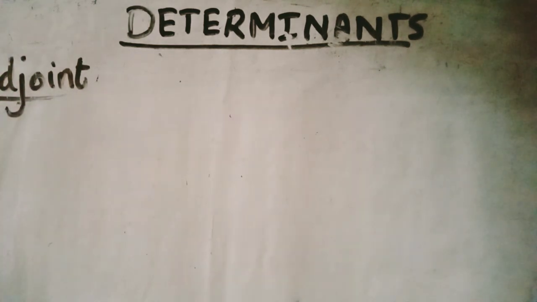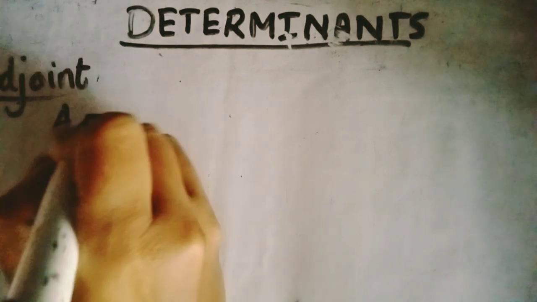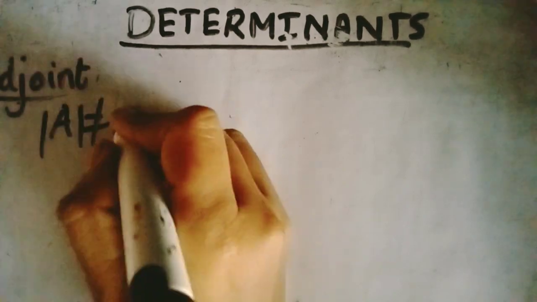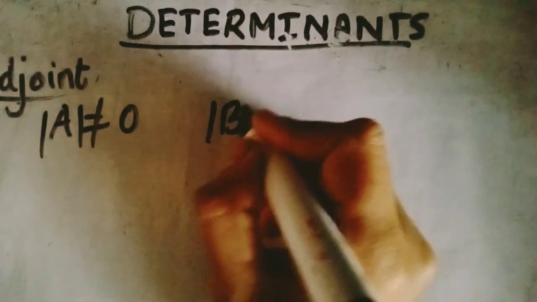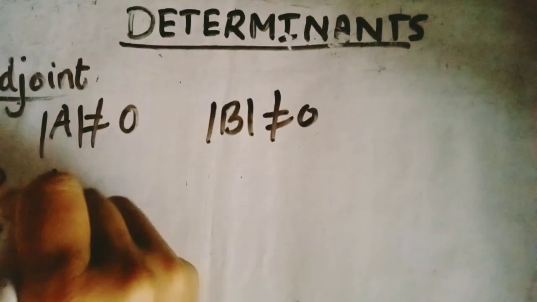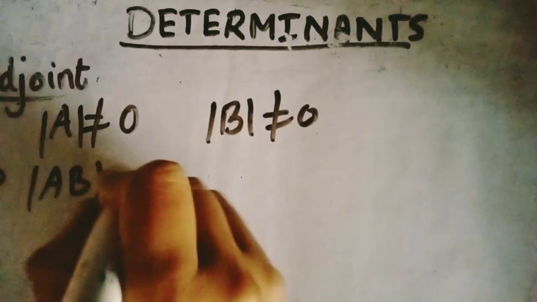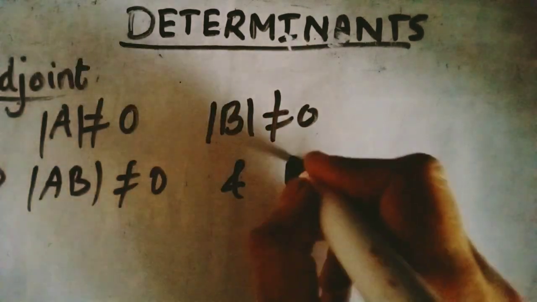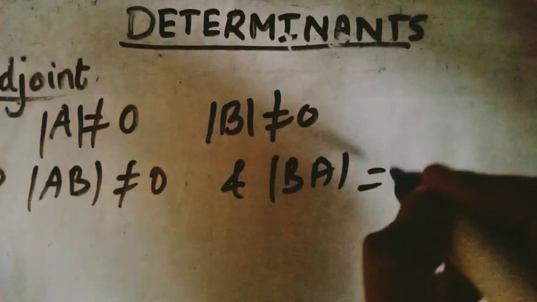Next theorem: if A and B are non-singular matrices of the same order, then AB and BA are also non-singular matrices of the same order. So non-singular means determinant of A is not equal to 0 and determinant of B is not equal to 0. Then you will get determinant of AB not equal to 0 and determinant of BA not equal to 0.